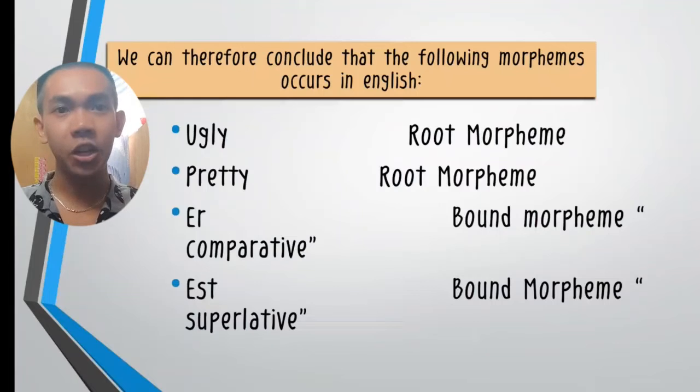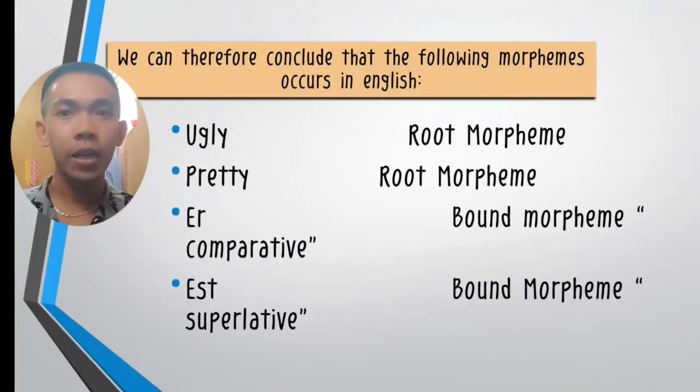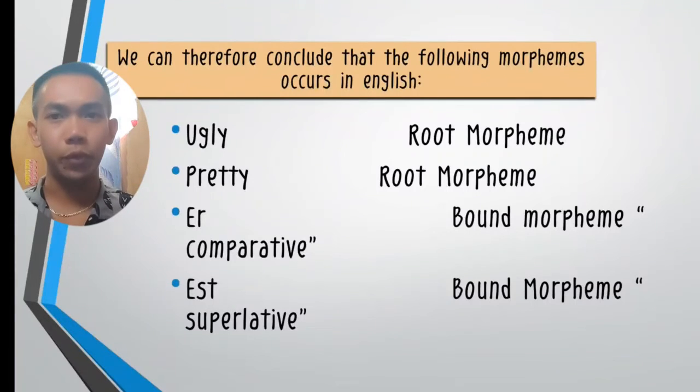Furthermore, by asking additional questions of our English speaker, we find that er and est do not occur in isolation with the meaning of more and most. We can therefore conclude that the following morphemes occur in English. The adjectives ugly, pretty, and tall are root morphemes, while the er and the est are both bound morphemes. The difference between the two is that the er is a comparative while the est is a superlative.